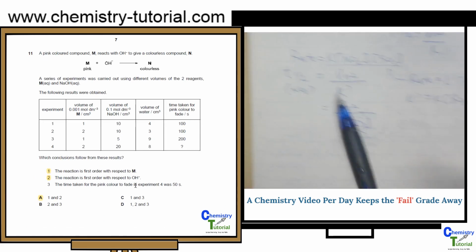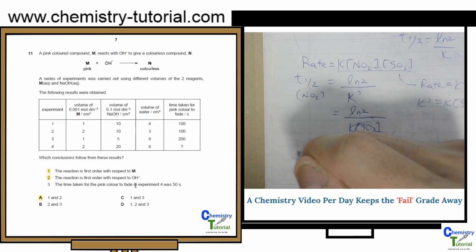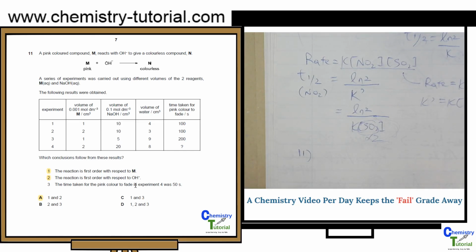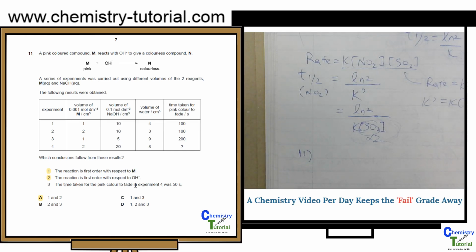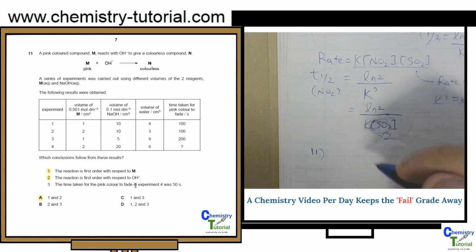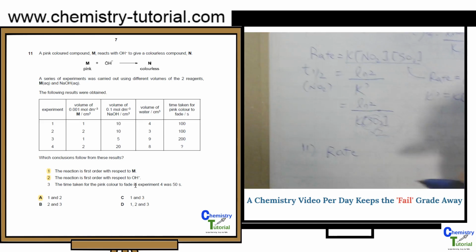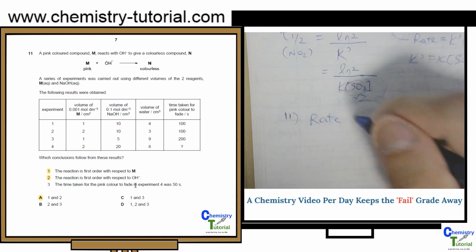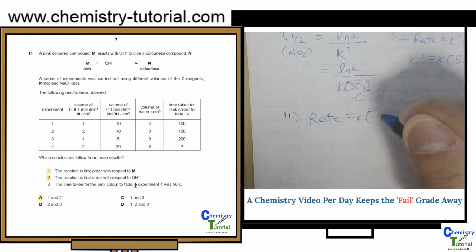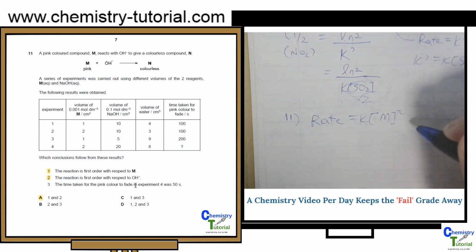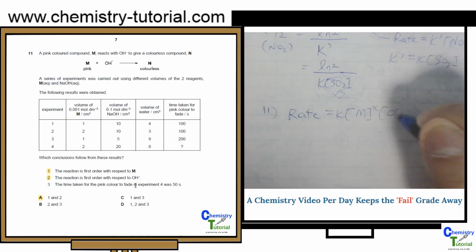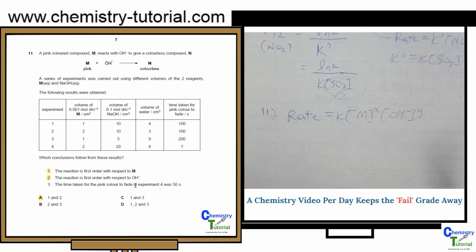Question 11 is a trick question. It's a bit tricky. To solve this question, obviously we must find the order of reaction with respect to M and hydroxide. So let me write a general expression first, which is rate equals K[M]^x, I just put an X here, and [OH-]^y, I just put a Y here.